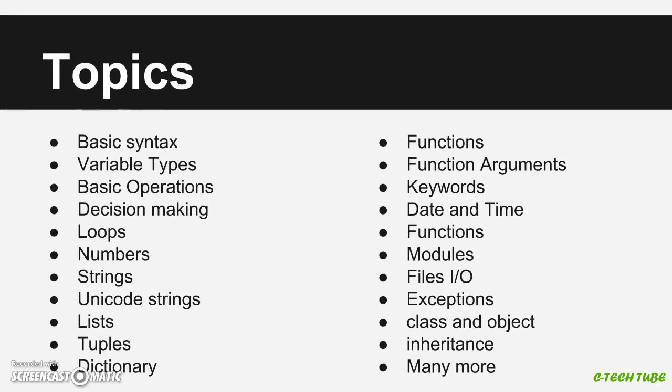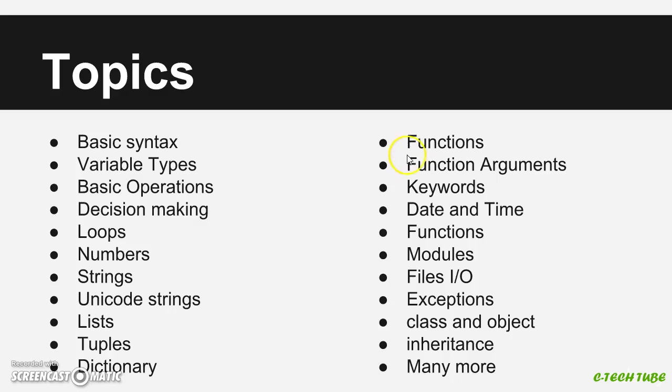So these are all the topics we are going to cover in this course. First, we will be starting with the basic syntax. We will be seeing all the variable types available in Python. We will start with the basic operations, and we will see decision making using if-else statements, loops using for loops and while loops, and we will see how to use numbers, strings, Unicode strings. We will see the data types called lists and tuples, the difference between lists and tuples. We can also create a dictionary using Python. We will be seeing how to create it.